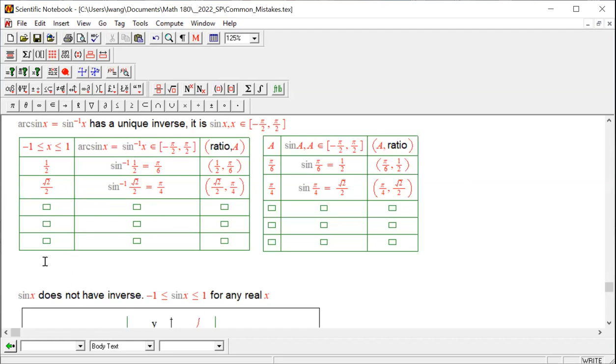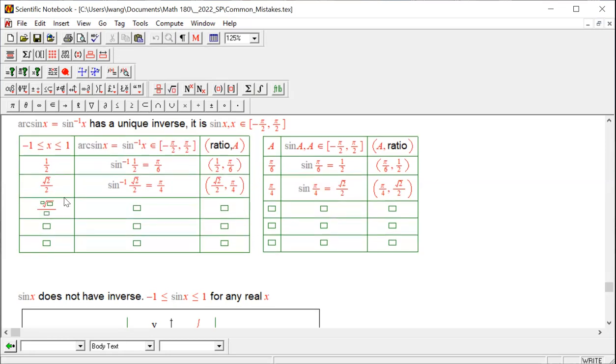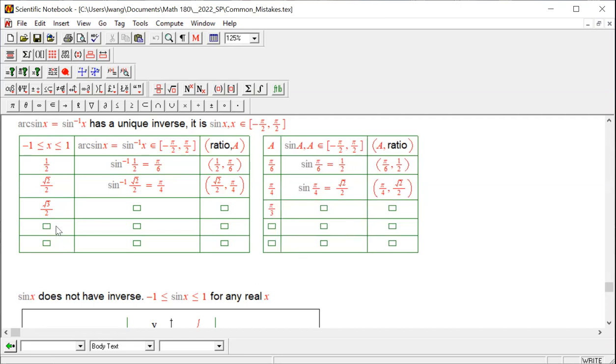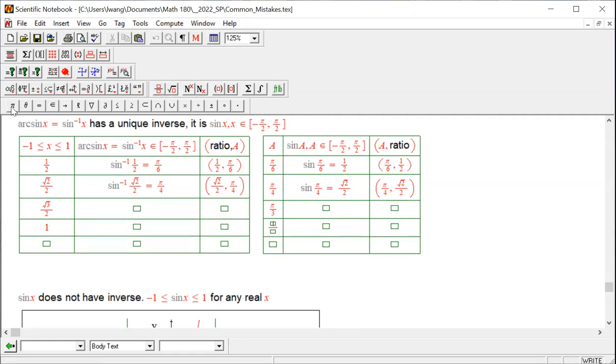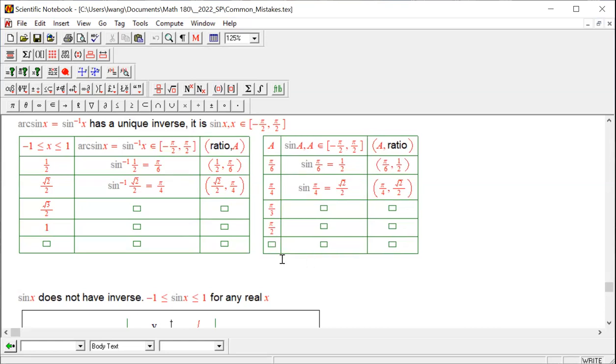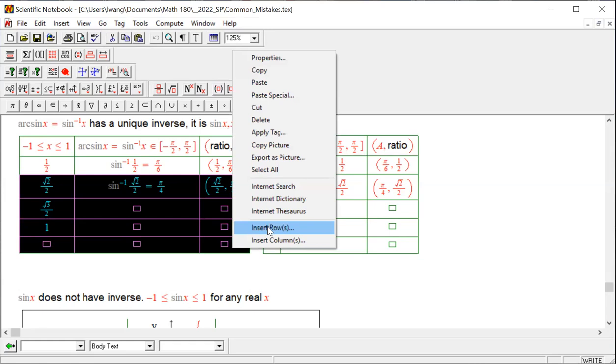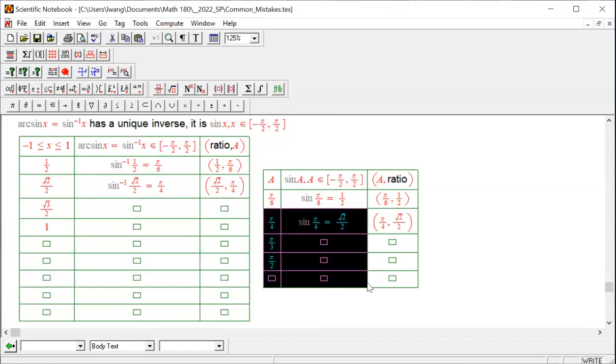You can keep going and fill up the table. I can give you some numbers to fill in. The next number would be √3/2, and this one, of course, is going to be pi/3. And I can have 1, and this is pi/2. So you're going to fill these up. Hopefully this will give you a different perspective. Now I'm going to extend this table, insert 4 rows here.